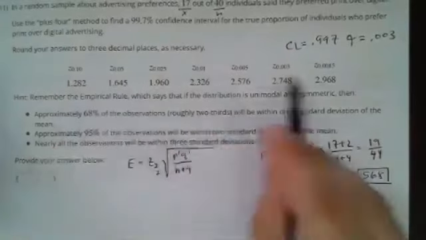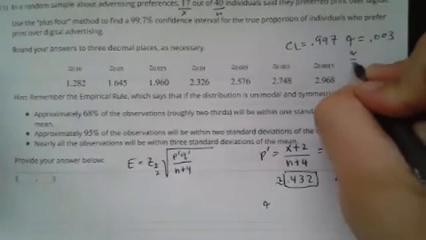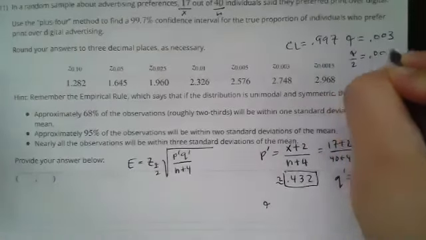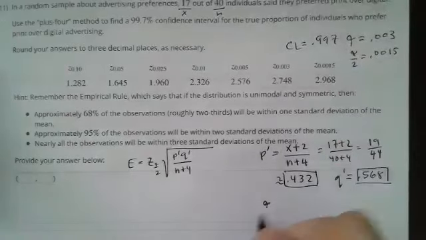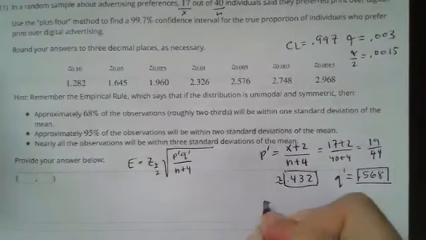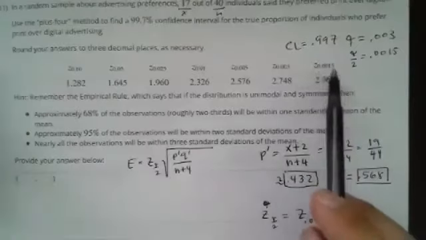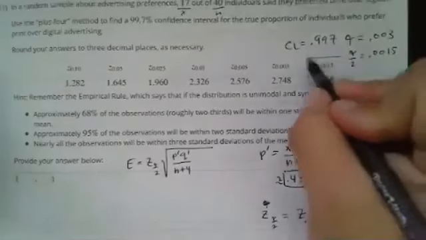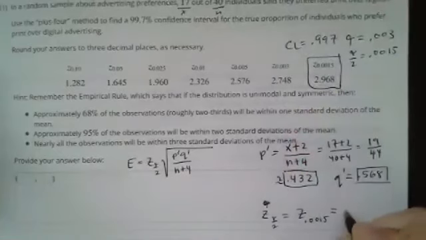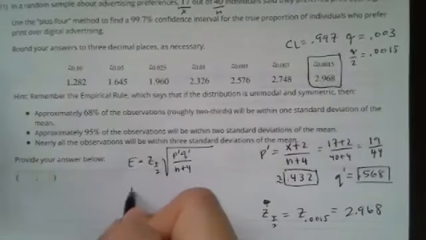Luckily we have this chart. If alpha is 0.003, then alpha over 2 is 0.0015. I just divided by 2. So what is z of alpha over 2? That's the z value that corresponds to 0.0015, and that happens to be 2.968.